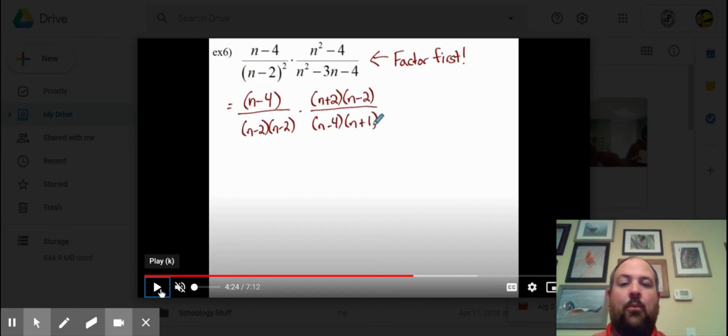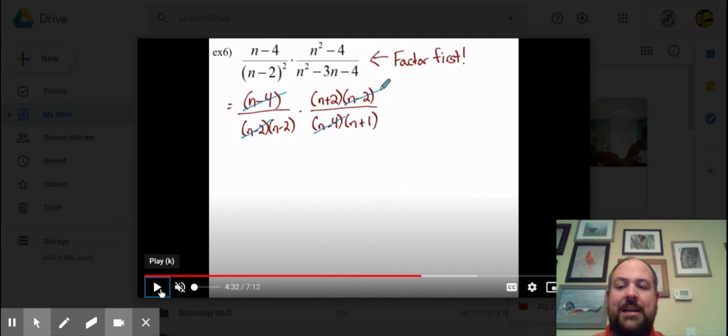So now we're looking at what are the common quantities that we have between the tops and bottoms of both fractions. We see that in the first fraction, we have n minus 4 in the numerator, and we have n minus 4 in the denominator of the second fraction. So those are going to cancel out. I also have n minus 2 in the denominator of the first fraction, and actually I have 2 of them. But remember, I have to be able to pair them up to cancel them. So I'm going to cancel one of those with the n minus 2 in the numerator of the second fraction.